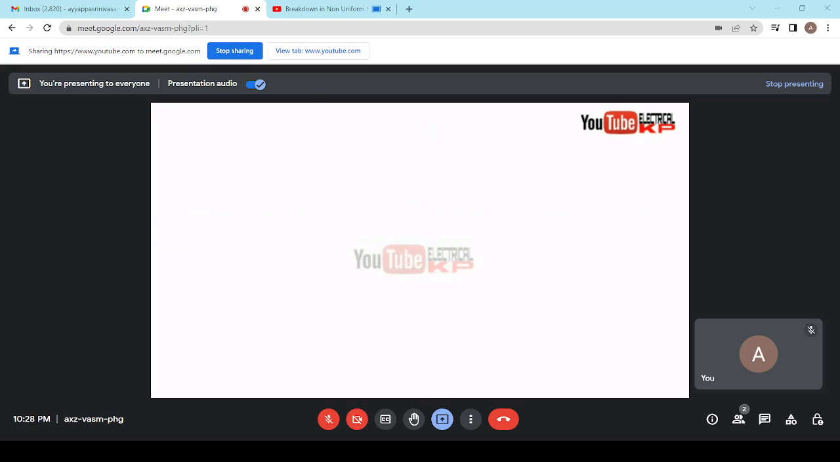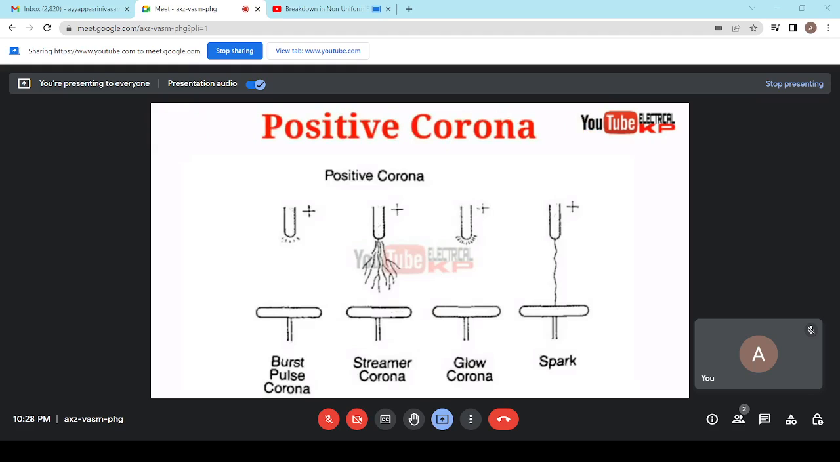After that, there may be positive or negative corona. We see the positive corona first. When the discharge is due to the positive polarity of the conductor, the resulting corona is known as positive or anode corona.